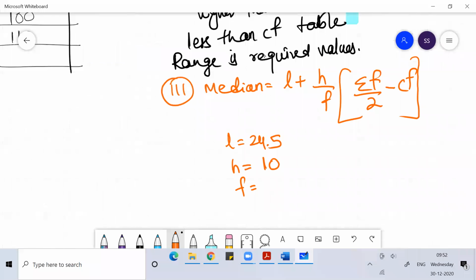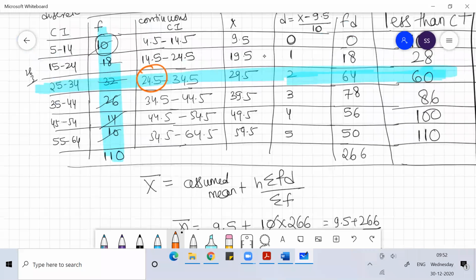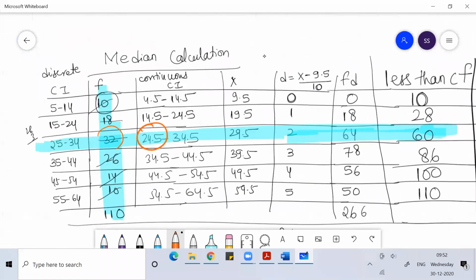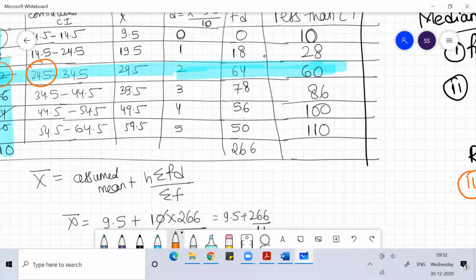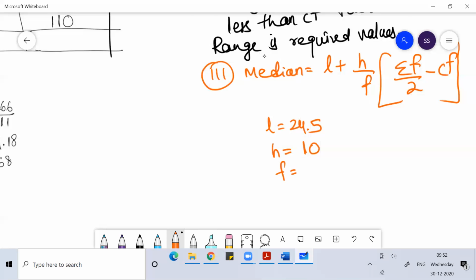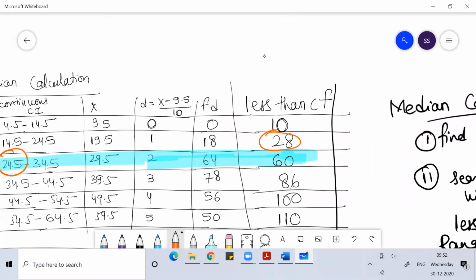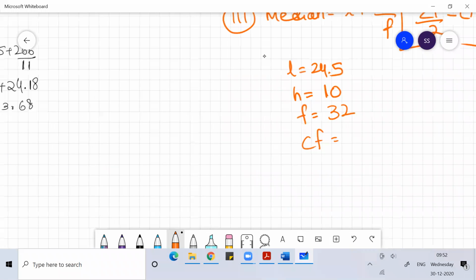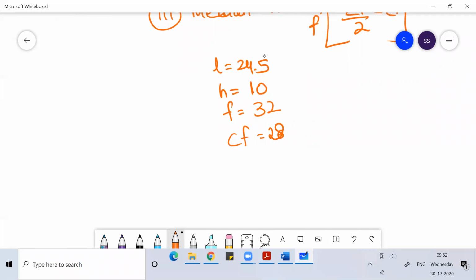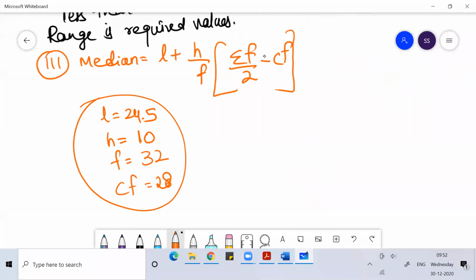F is the frequency for that class, which is 32. And CF means the cumulative frequency before the selected range. Whatever range you selected, the cumulative frequency before it is 28. Once you have this, now you can find the median. So median is L, 24.5, plus H, which is 10, by F, which is 32.